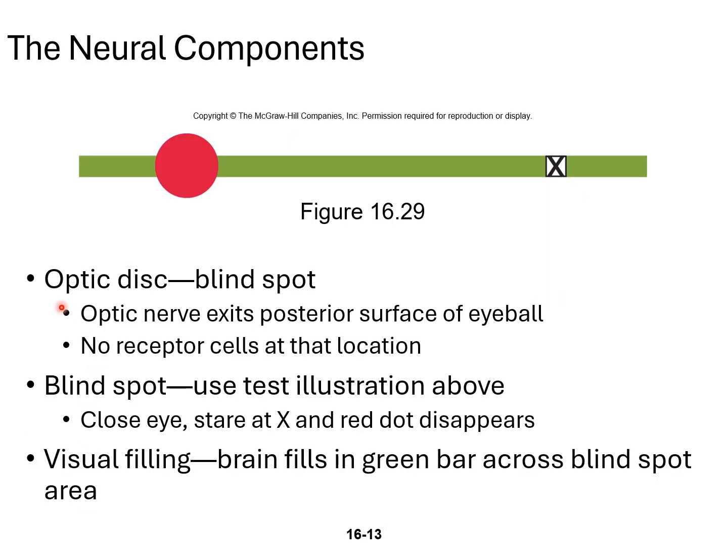You also have a blind spot. I mentioned that the optic disc was also called the blind spot, and that's because there are no rods and cones in that part of the retina. All you have is axons leaving the retina.